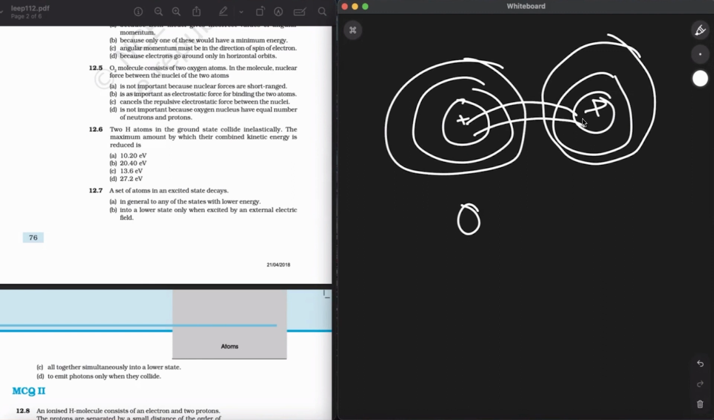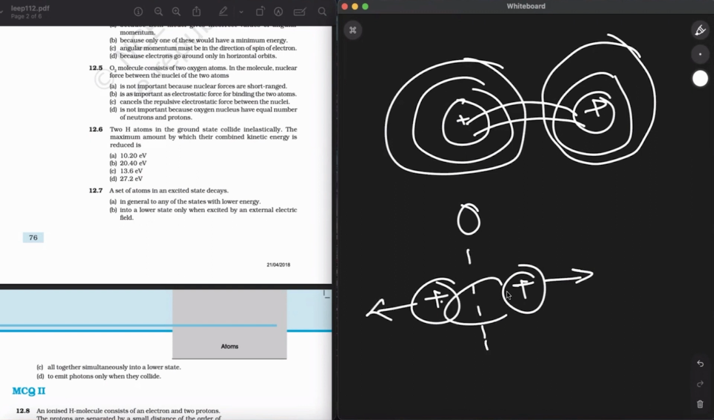The nuclear force between the nuclei of the two atoms is not important because nuclear forces are short-range. Yes, this statement is correct. Why? Because nuclear force is much stronger than Coulomb's force, and this overcomes the Coulomb repulsive forces. You see, there is a positive charge over here, there is a positive charge over here. This has a tendency to repel this away, and this has a tendency to repel this away. We already know this.